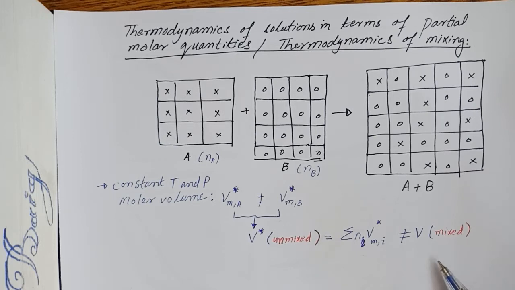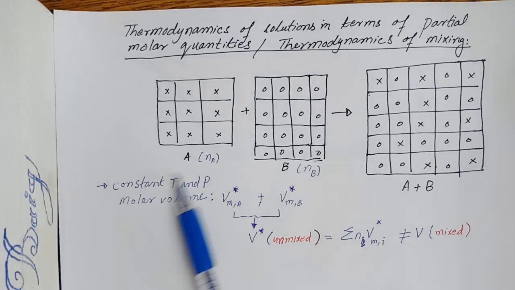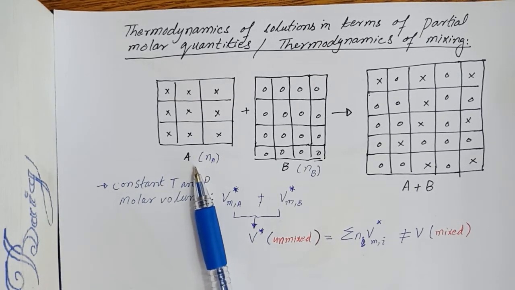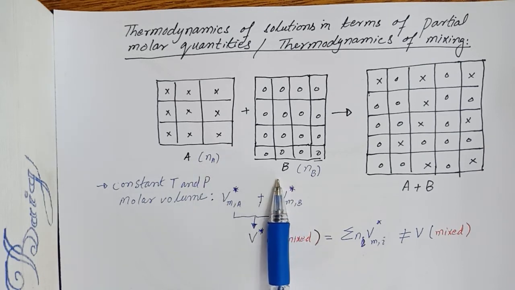But here we are going to discuss how thermodynamic parameters can be derived for very dilute solutions in terms of partial molar quantities, particularly chemical potentials, using the statistical mechanical treatment. So let's consider substance A having 9 particles occupying particular spaces, and substance B composed of 16 molecules or units or particles.